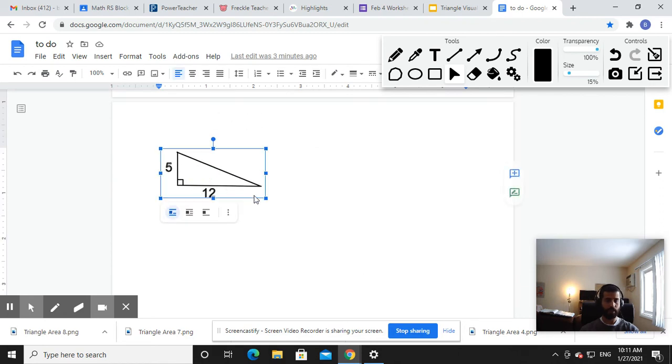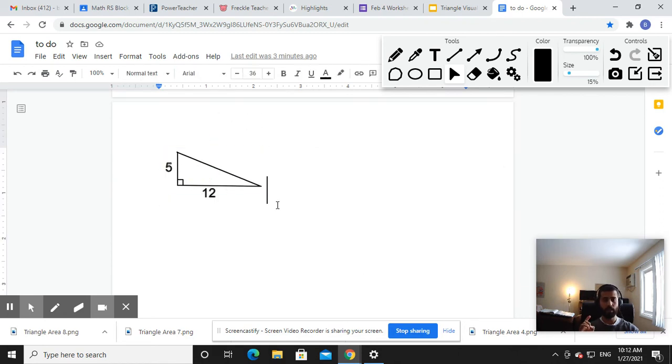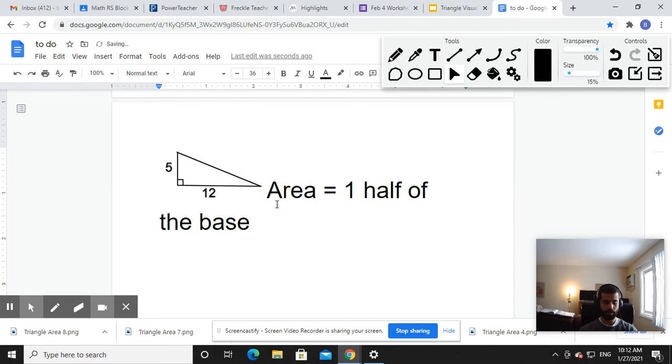So for a triangle, the formula is different for the area. The area is 1/2 of the base times height. So the reason for that is if we imagine that this is actually a rectangle, it's been lying to us and it's only showing half of it. So if we have that, then we'd know that the area would be 5 times 12, which is 60 square units.